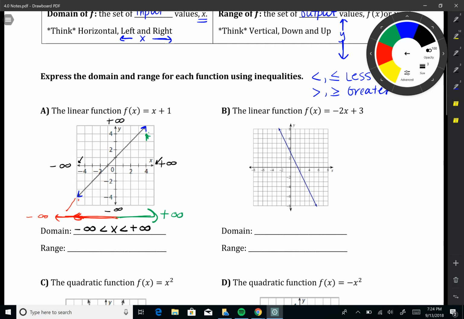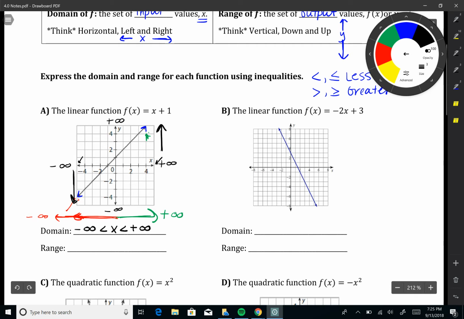Now, thinking about the range, I'm thinking up and down. This might be pretty simple because remember we have arrows. So I'm thinking this end, doesn't it go down forever? And then this end, doesn't it go up forever?